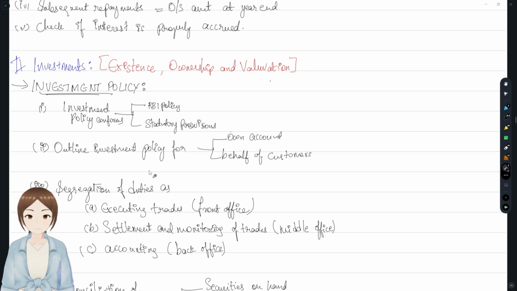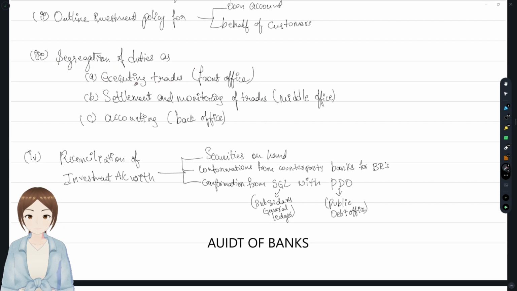And an outline of the investment policy for its own account and on behalf of customers. You see, banks do investments for two purposes. One is their own account. The second is that they also manage their customers' investments. So they need to have two investment policies, one for their own account and a second one on behalf of their customers. That's what we call PMS. Segregation of duties: executing trades is done by the front office, settlement and monitoring of trades in the middle office, and accounting is mostly done by the back office.